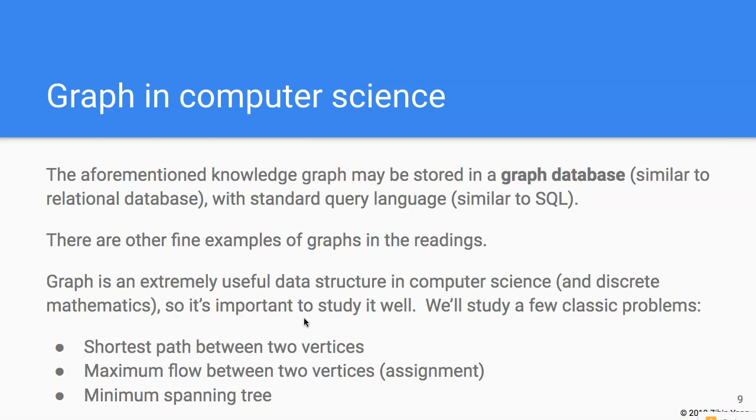And so it's important that we study it well, and we'll spend the next week and a half or two weeks studying that. We'll study a couple of classic graph problems. The first one is the shortest path between two vertices. The next one will be the maximum flow between two vertices, and you will actually do an assignment with that. And then finally, we'll study what's called a minimum spanning tree in the graph.